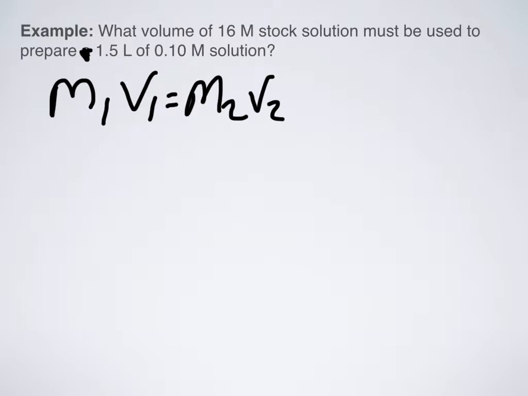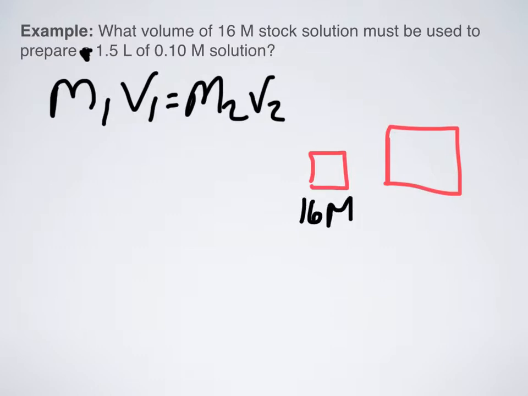But I always like to draw a little picture so that I understand what's happening. And so I'm going to draw my little picture over here. So that large blob and smaller blob are going to be beakers of stuff. Okay, and in here I'm going to have my 16 molar solution, and over here this is what I want my final solution to be. So I want my final solution to be a 0.1 molar solution, and I want it to have 1.5 liters worth of volume in it.